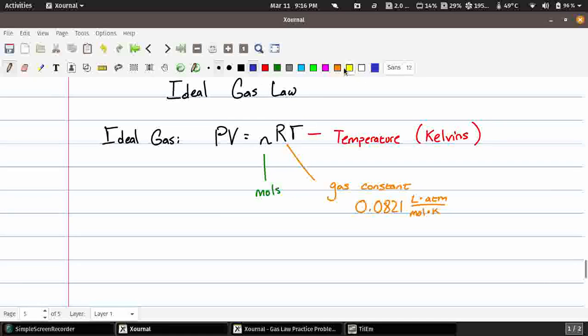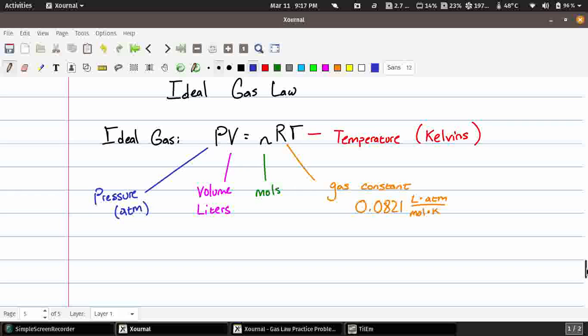And then let's do V. V is volume, and that would be in liters. And then our last one is pressure. Pressure is in atmospheres, or ATM. So these are the units you're going to need to use to solve this.